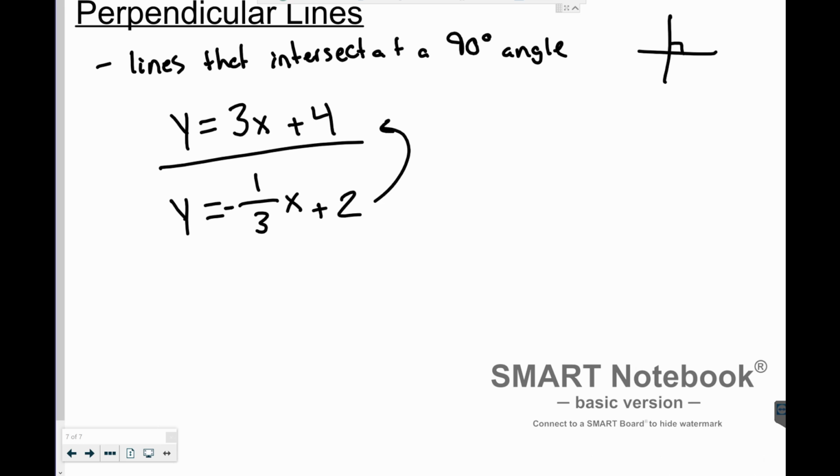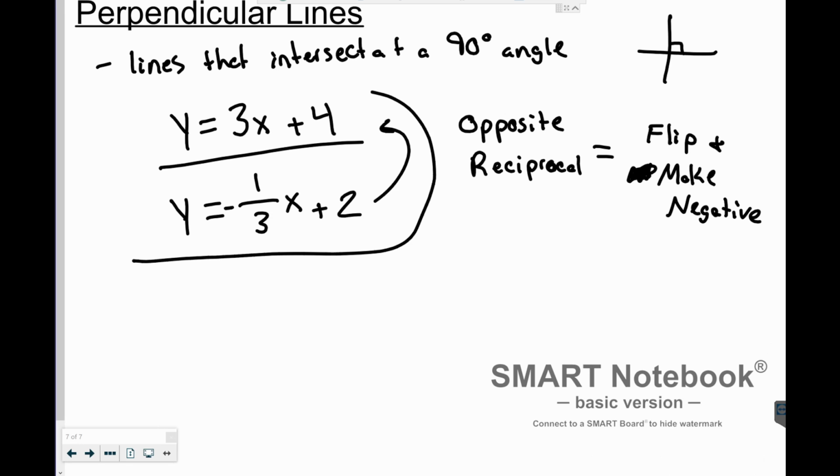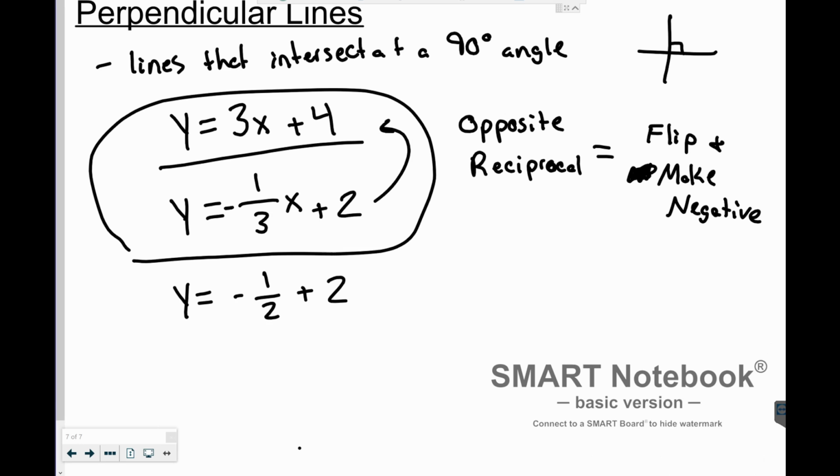It's the opposite reciprocal, which just means flip and make negative. So what if we have something like, we'll circle that to block it off. We'll say y equals negative 1/2 plus 2. Give me a line that's perpendicular to that.